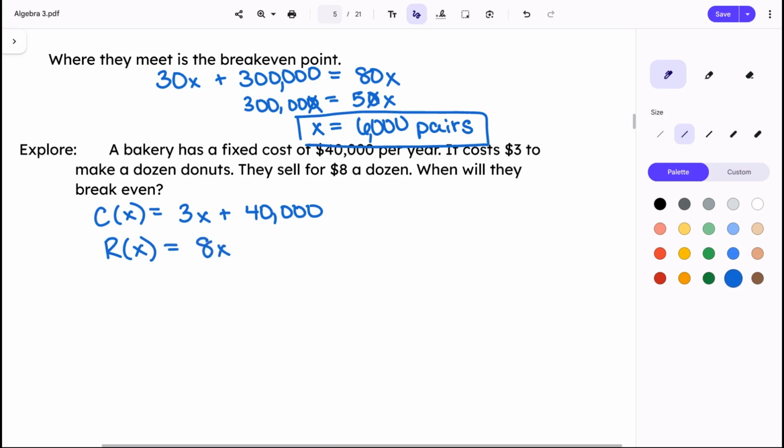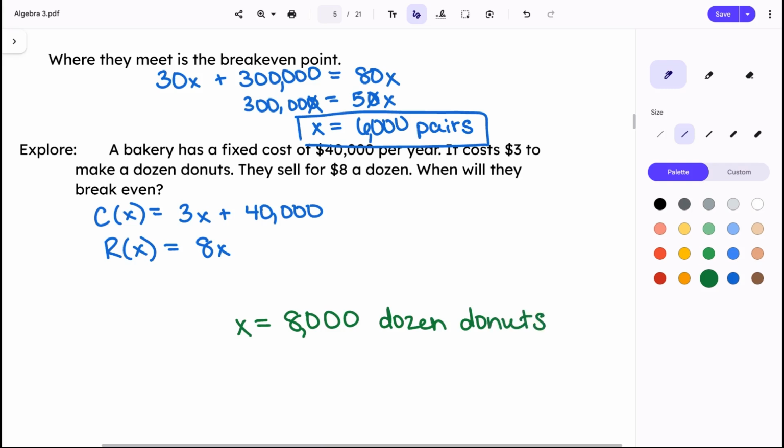Okay, there's your two equations that you hopefully were able to write down. You should have set them equal to each other and solved for x. What'd you guys get? 8,000. So here's what that means in the context of the problem. How many are they selling at a time? A dozen, right? They're selling a dozen at a time. So they need 8,000 dozen donuts. How many donuts would that be?